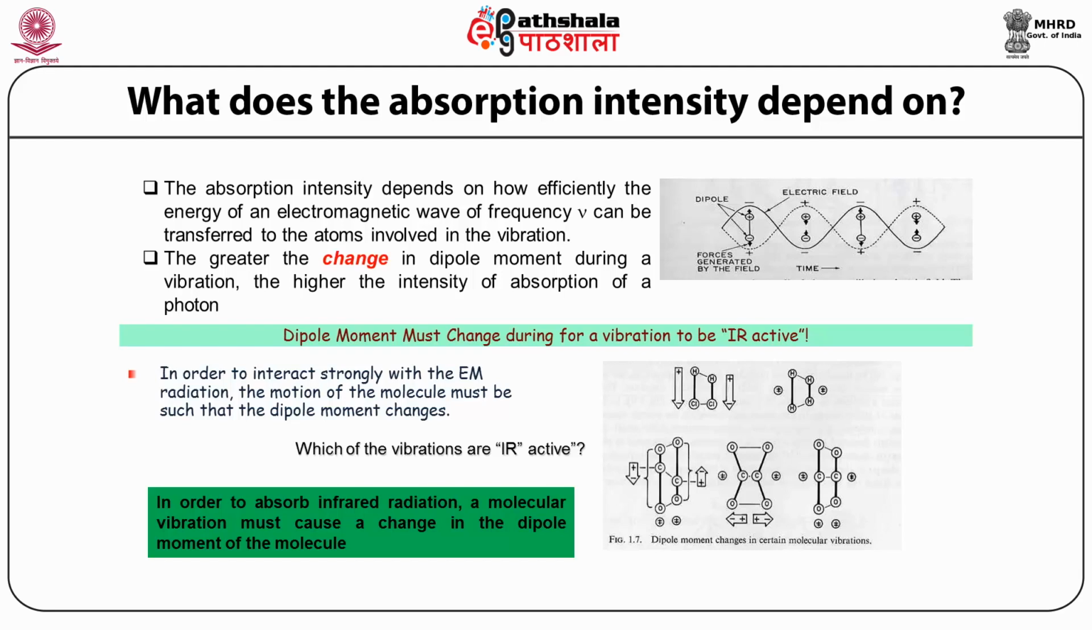In order to interact strongly with the electromagnetic radiation, the motion of the molecule must be such that the dipole moment changes. In order to absorb infrared radiation, a molecular vibration must cause a change in the dipole moment of a molecule. So these are the essential criteria for a molecule to be IR active and give an IR spectrum.